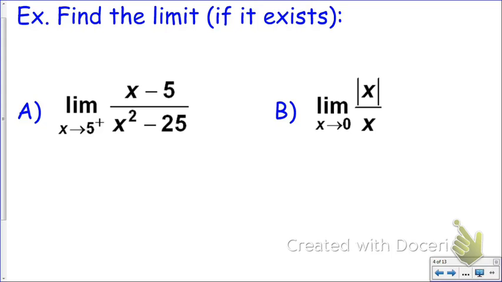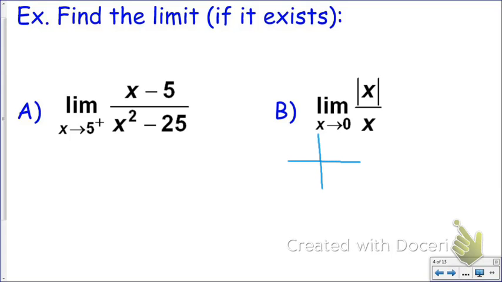B asks us to find the limit as x approaches 0 of the function the absolute value of x over x. This is asking us for the general limit because it's not asking specifically to be approached from the right or the left. Therefore, we need to have the same limit if we come from the right as if we come from the left. Now, if you were to try to apply the direct substitution method, it's not going to work, and there's no algebra we can do in order to eliminate our 0 in the denominator.